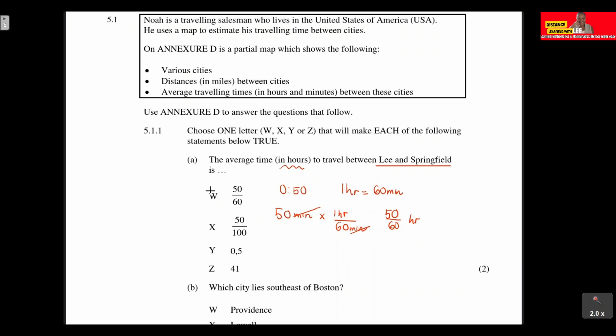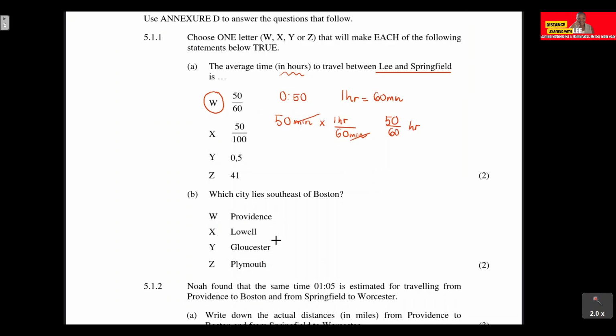Okay, so our correct option here is W. All right, let us have a look at question B. Which city lies southeast of Boston? Is it Providence? Is it Lowell? Is it Chester? Is it Plymouth?